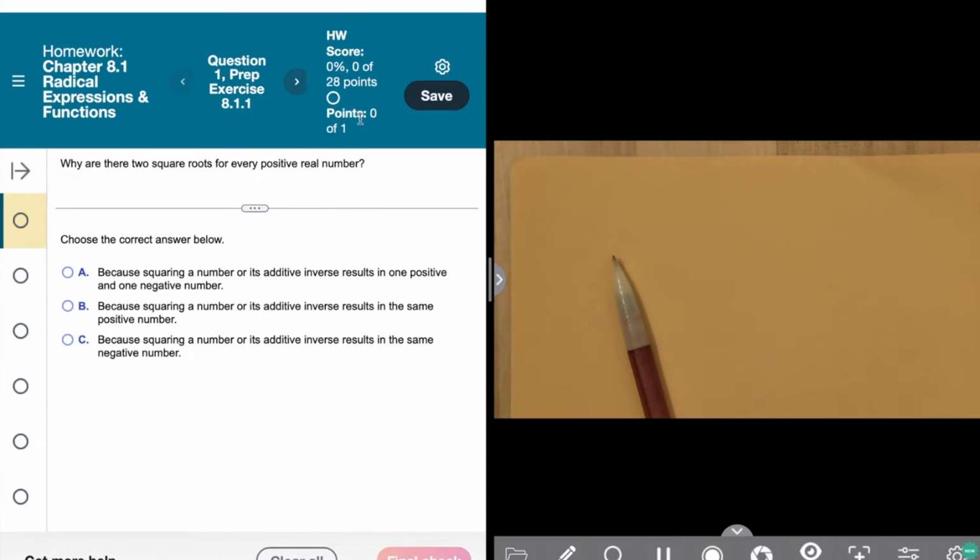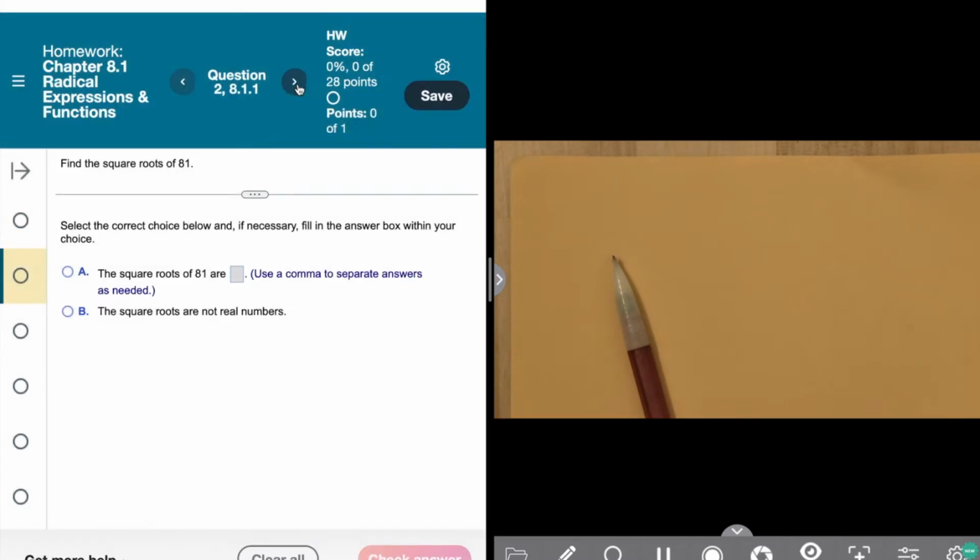What I'm also going to do is skip over some of the introductory stuff, those prep questions. I'll let you figure those out and see why they're true. We're going to jump into just doing the math questions.